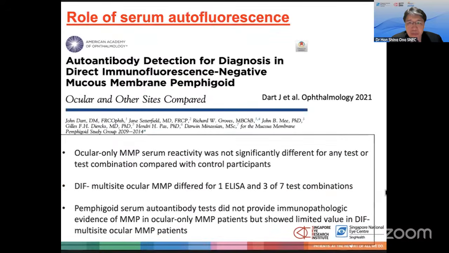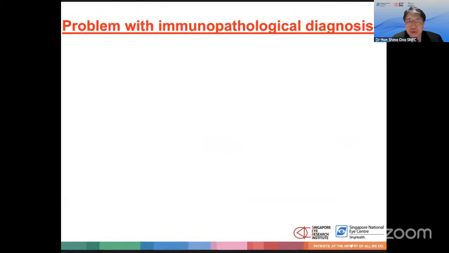This is from John Dart's paper, which showed that pemphigoid serum autoantibodies did not provide immunopathologic evidence of pemphigoid in ocular-only pemphigoid patients, but showed limited value in the multi-site pemphigoid patients. Ocular-only pemphigoid serum reactivity was not significantly different from any tests or test combination compared to control participants, whereas direct immunofluorescence-negative multi-site ocular pemphigoid differed for one ELISA and 3 out of 7 of the combinations. So basically, it means that indirect immunofluorescence is not as useful as direct immunofluorescence.